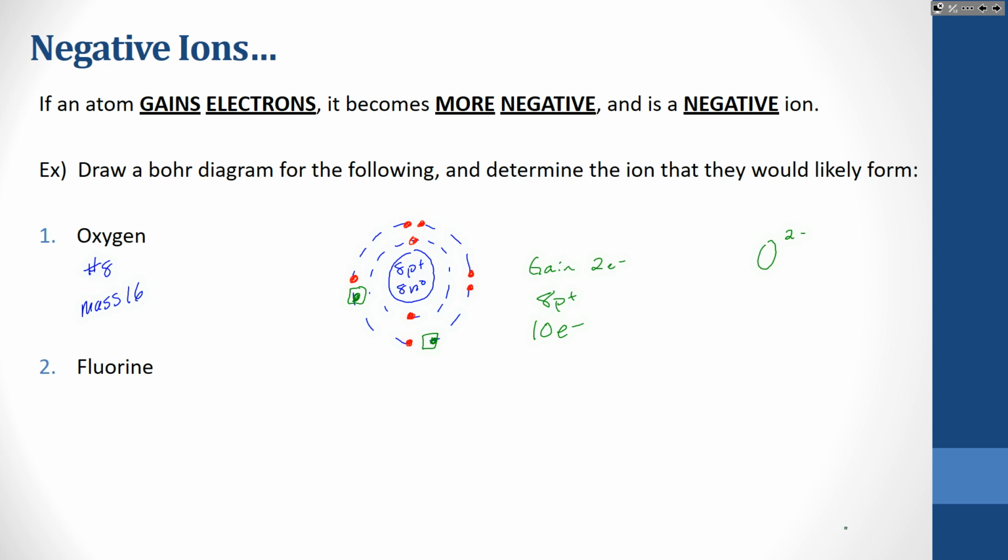So let's do another one. Let's do fluorine. Fluorine is number 9, and its mass is 19. Drawing the nucleus now, we have 9 protons, that's the atomic number, and 10 neutrons, because if we take the protons away from the mass, it gives us what's left for neutrons. And now we're going to have 9 electrons in a normal fluorine atom. So I'm going to put 1 there, 1 there.